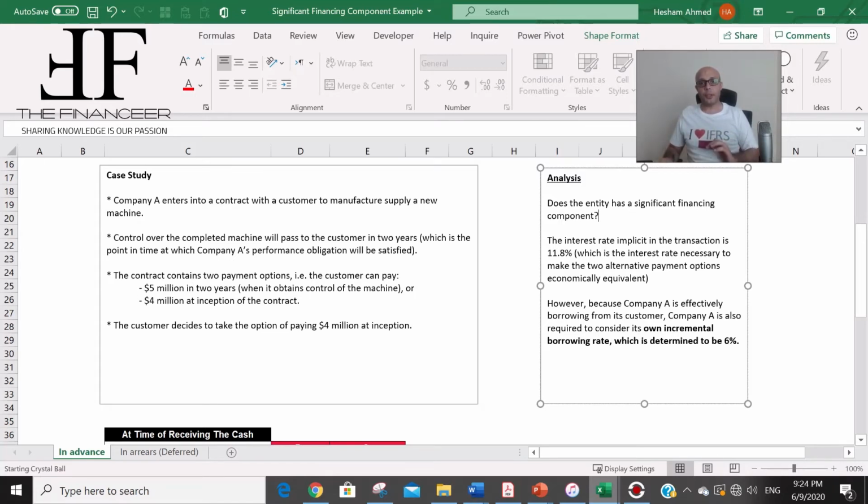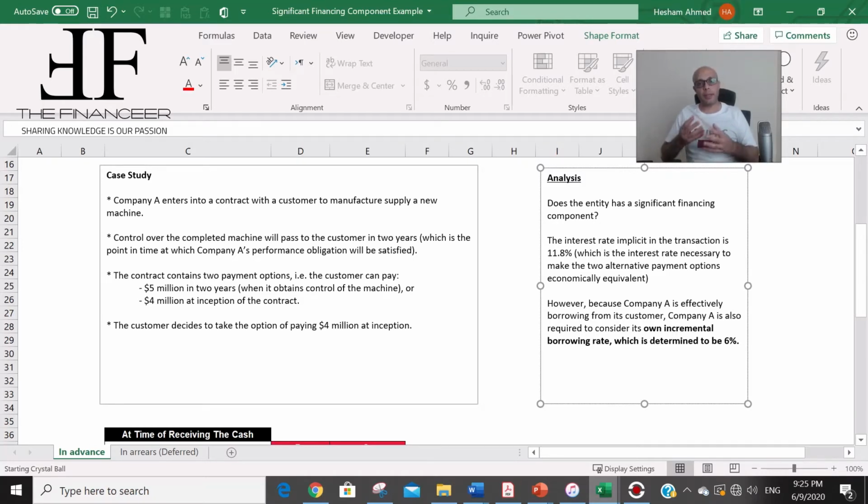Now comes the second question. This $4 million the customer is going to pay today, we need to determine the discount rate that we are going to use in order to do the accounting entries. The discount rate can be two things. The first one is the interest rate implicit in the contract. This interest rate is a calculation of a rate that makes all of the future cash flows equal to the cash price today. This is in the case that the customer is going to pay in arrears. But because the customer is going to pay in advance, the company is going to borrow from the customer. So the company should use a discount rate equal to the incremental borrowing rate.